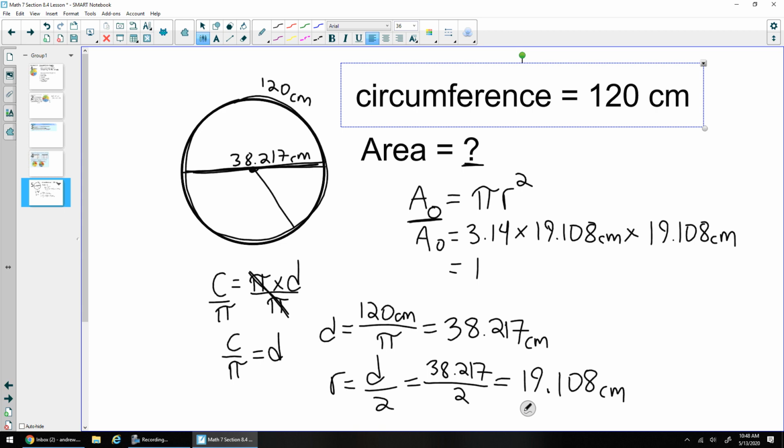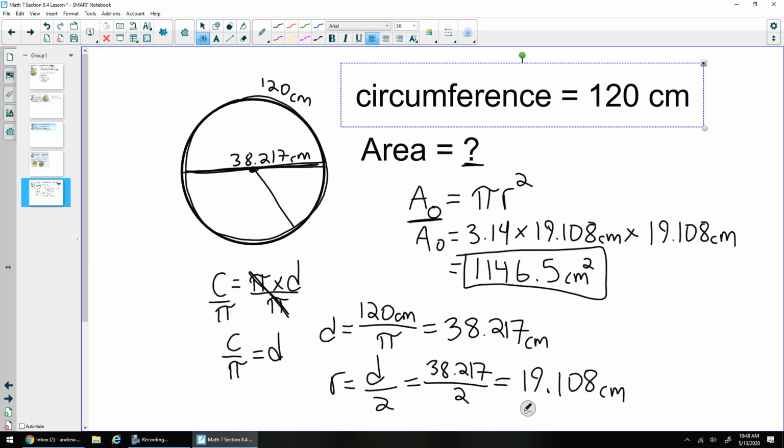And this is what's surprising with circles. They actually have pretty big areas. So the area here is 1,146, and I'll just go to the nearest tenth, 1,146.5 centimeters. Since it was centimeters times centimeters, we say centimeters squared is our units. Okay, and this is the area of our circle.